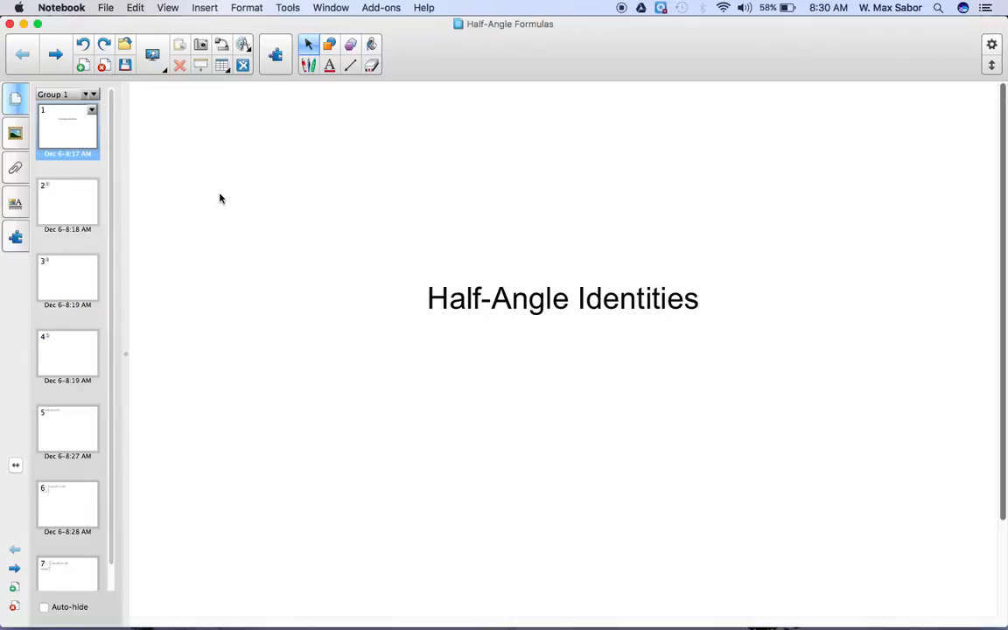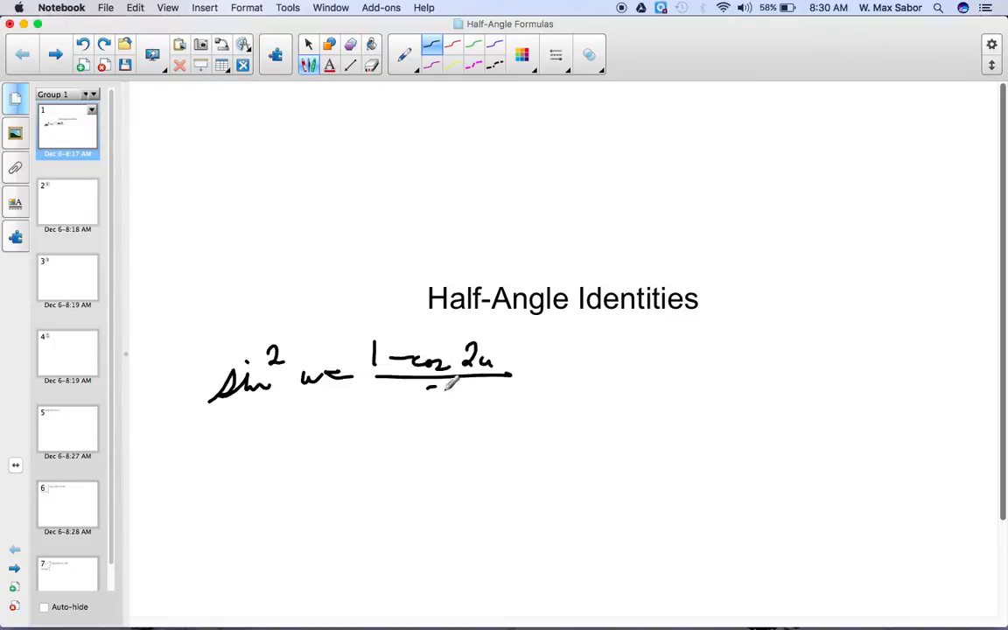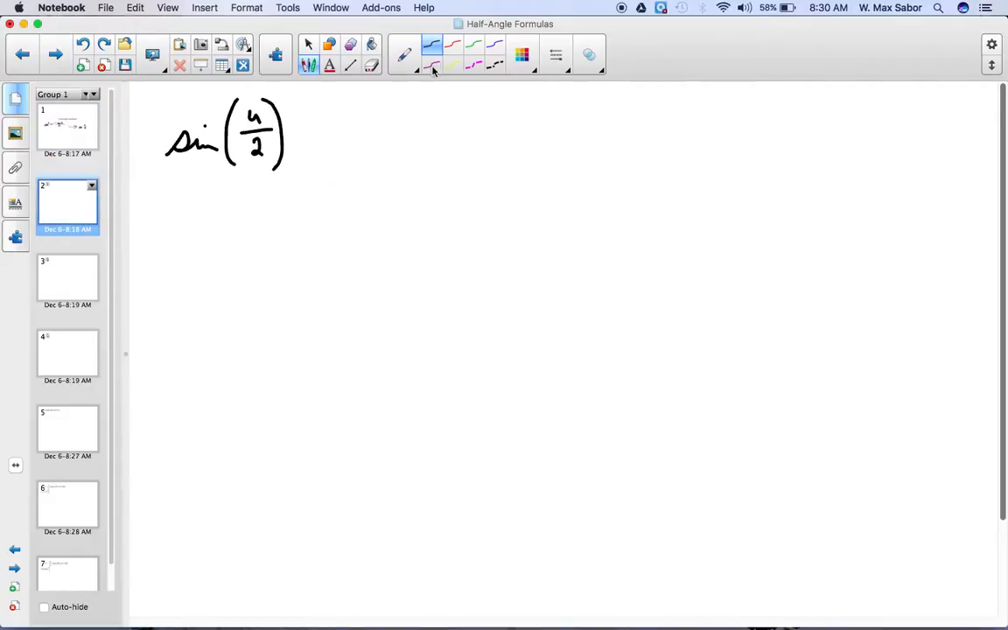Let's prove some half-angle identities. In order to do this, we're going to use our power reduction formulas. So we're going to start with something like sine squared of u equals 1 minus cosine of 2u over 2, and then figure out how we can go from that to figuring out what sine of u over 2 is. So we're literally going to start with that one.